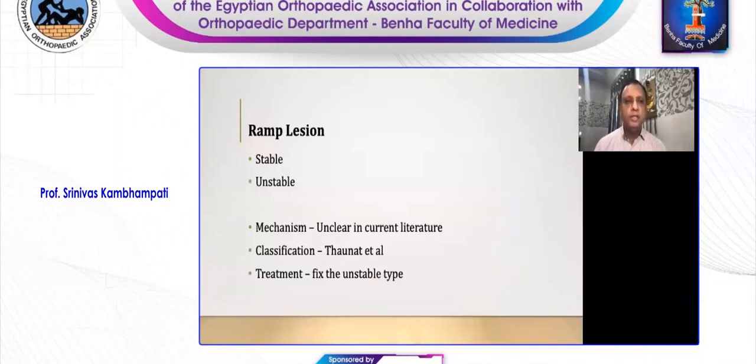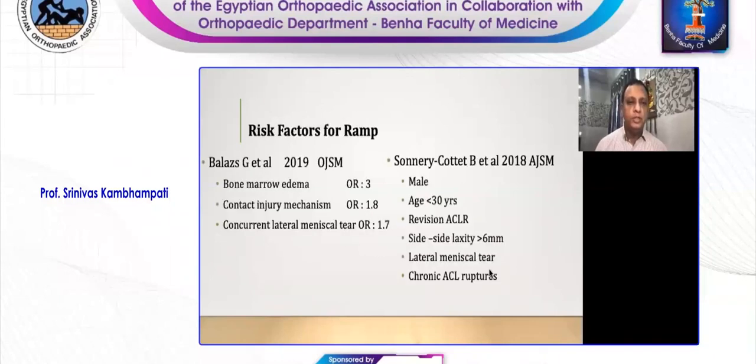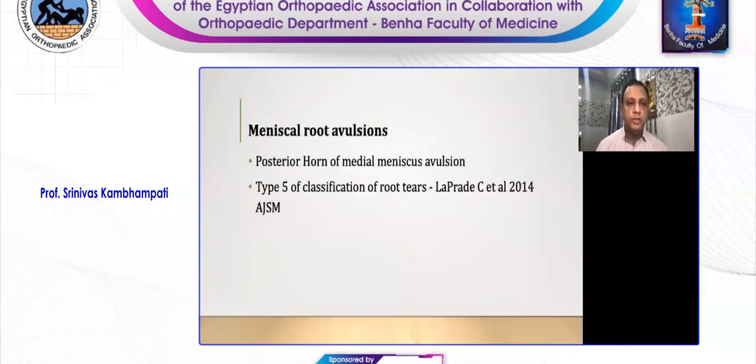Ramp lesions have been classified as stable or unstable. A more anatomical classification was done by Thaunat et al. The mechanism is unclear in the current literature, and treatment is to fix the unstable type of ramp lesions. Risk factors for ramp are bone marrow edema, contact injury mechanism, and concurrent lateral meniscal tear. Some other factors by Sonnery-Cottet were male, age less than 30 years, revision ACL reconstruction, side-to-side laxity of more than 6 millimeters, and chronic ACL ruptures.